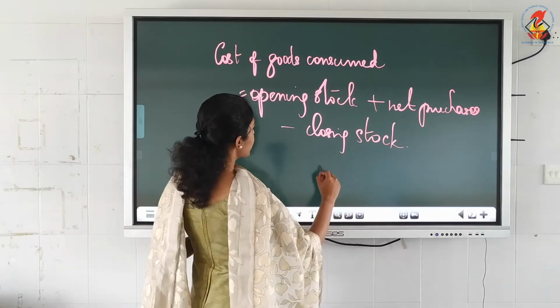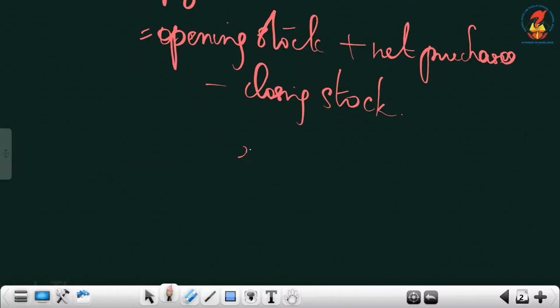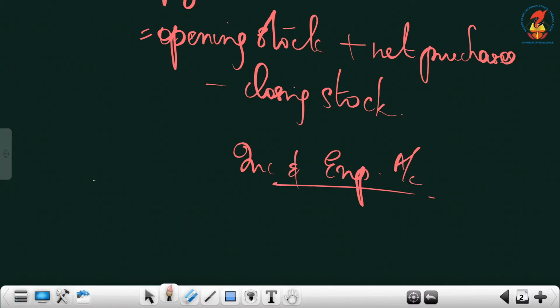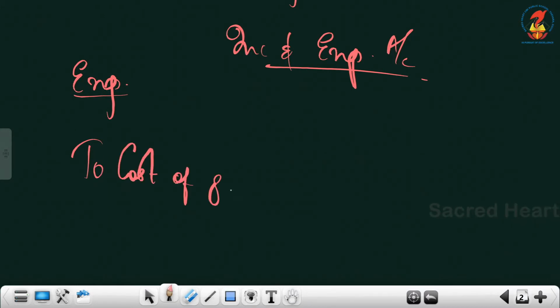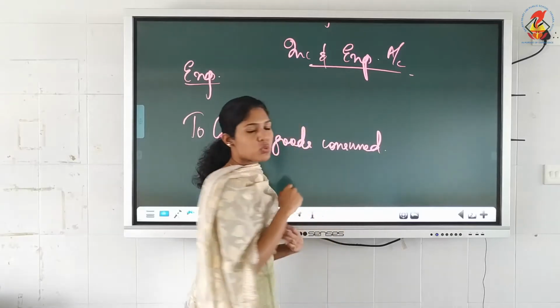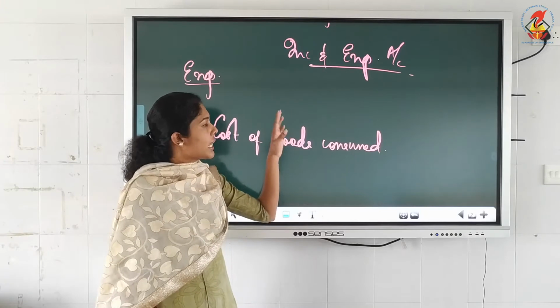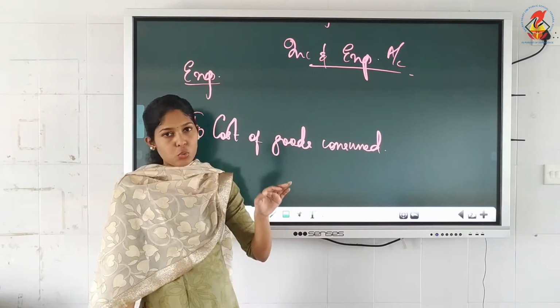Now, when you prepare this income and expenditure account, this cost of goods consumed must be written on the debit side. That means must be written on the expenditure side. So here you have to write it as to cost of goods consumed. This will be the posting in income and expenditure account.